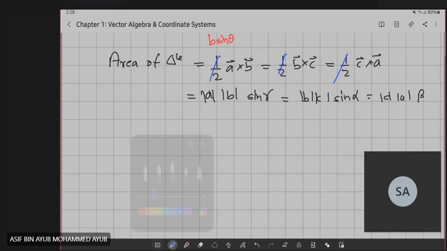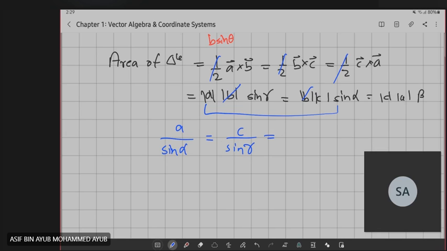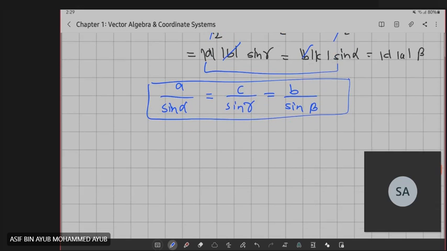Let's just choose any two of these equations here. So this is equal to this. B cancels out. So you have A over sine alpha equals C over sine gamma. This is actually the sine law. And if you look at the other two equations, you'll see that it's B over sine beta. This is what we wanted to prove. And now you know how you get the sine law.